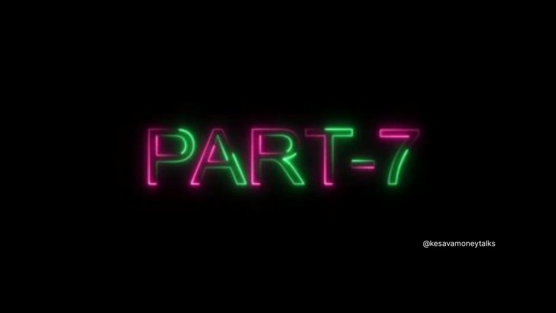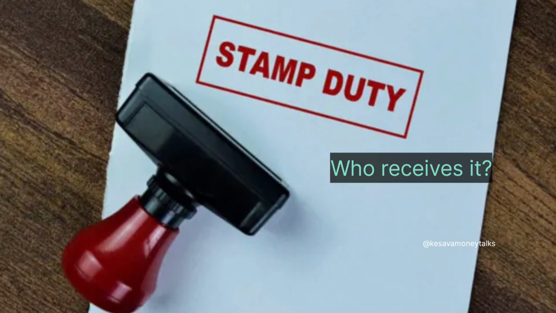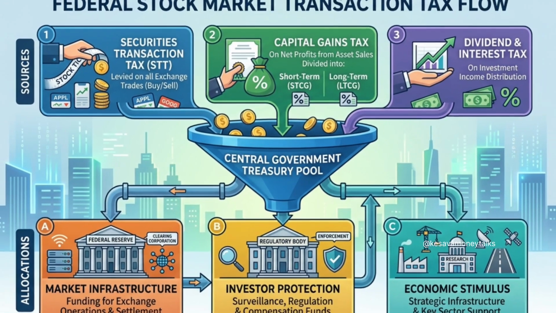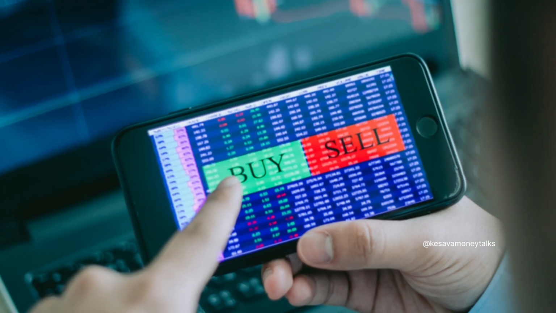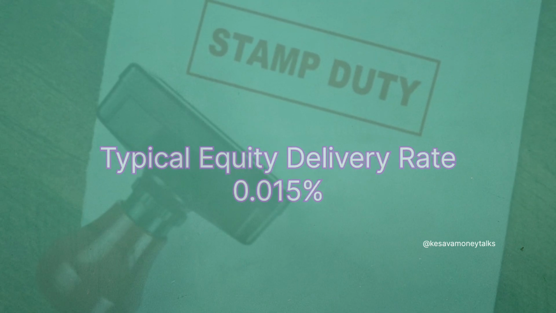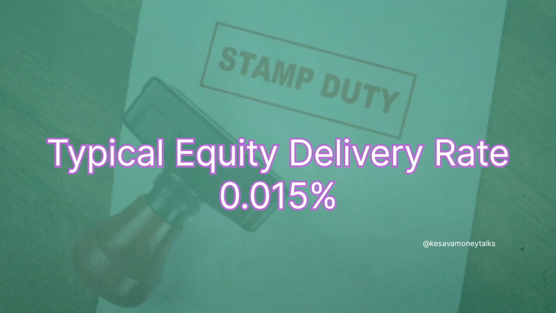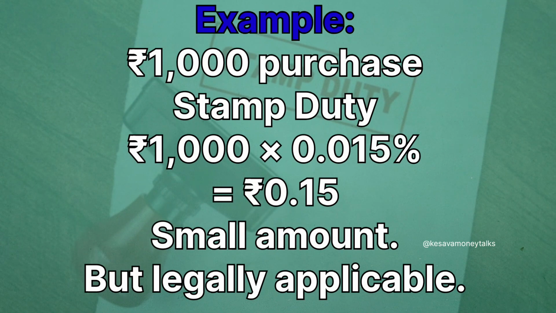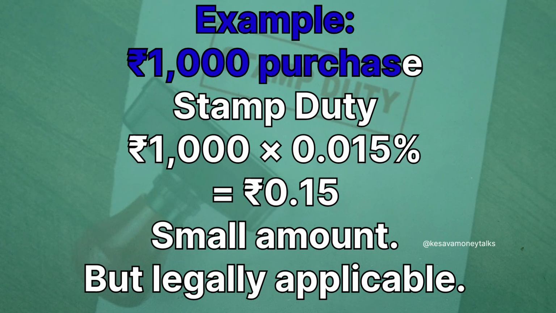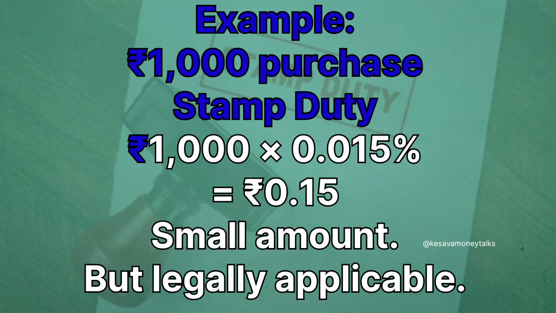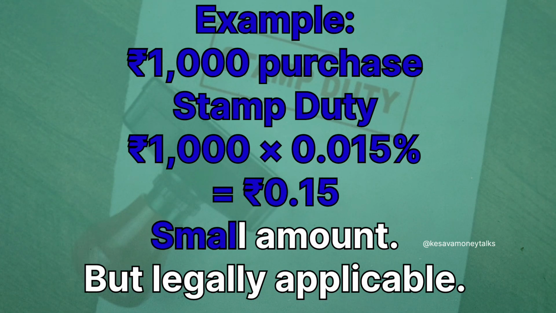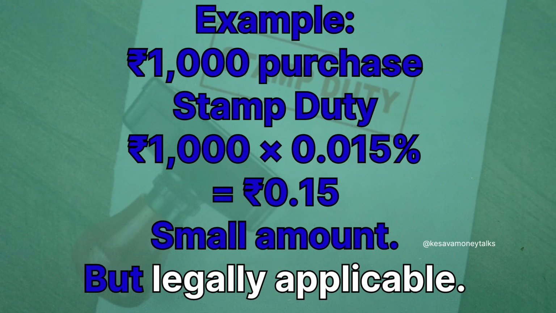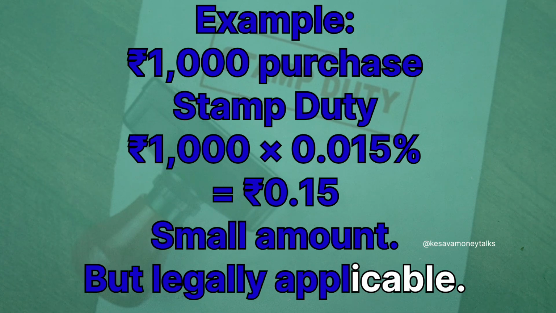SEBI fees are almost negligible, yet they appear on your contract note. Part 7, stamp duty. Who receives it? State governments through a centralized collection system. When charged, mainly on the buy side. Typically equity delivery rate 0.015%. Example: 1000 purchase, stamp duty 1000 into 0.015% equals 0.15 rupees. We can say directly 15 paisa. Small amount but legally applicable.